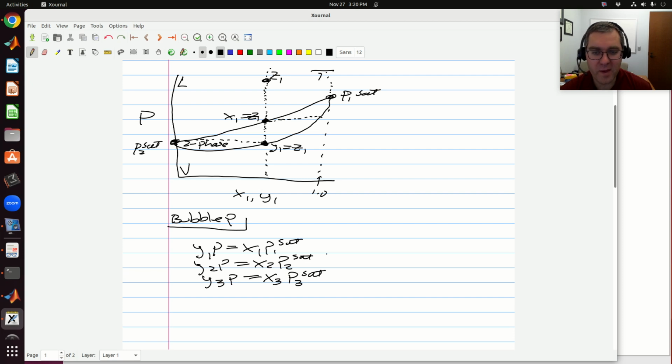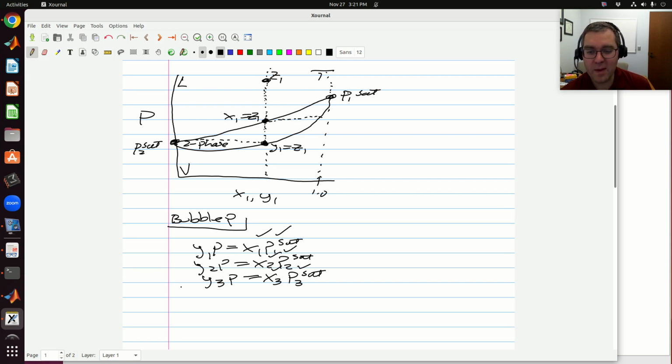Now the key of a bubble P calculation is I know P1 sat, P2 sat, and P3 sat. In fact, by specifying T, P1 sat, P2 sat, and P3 sat are only functions of T. So specifying T is the same as specifying those saturation pressures. I also know X1, X2, X3, because at my bubble point X1 is equal to Z1, and Z1, Z2, and Z3 are all just a third. On the left-hand side, I don't know Y, and I don't know P. P is what I want to solve for.